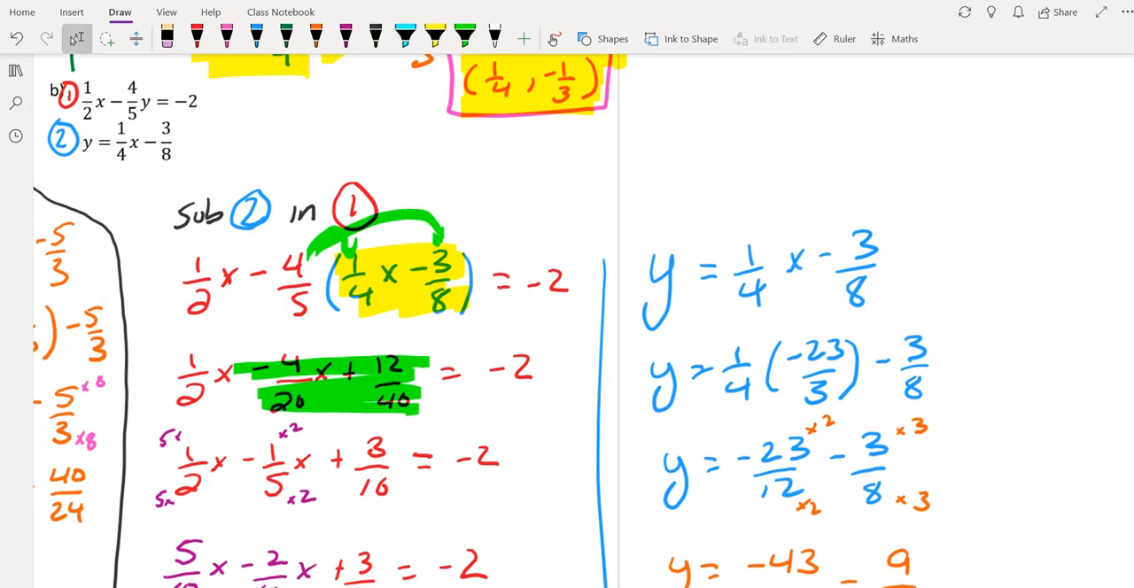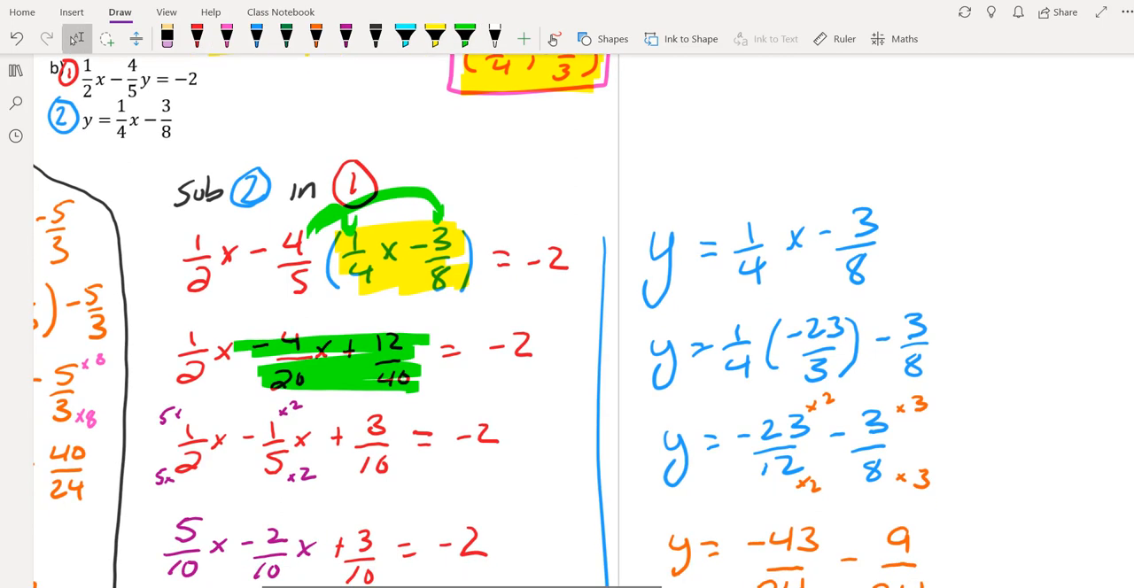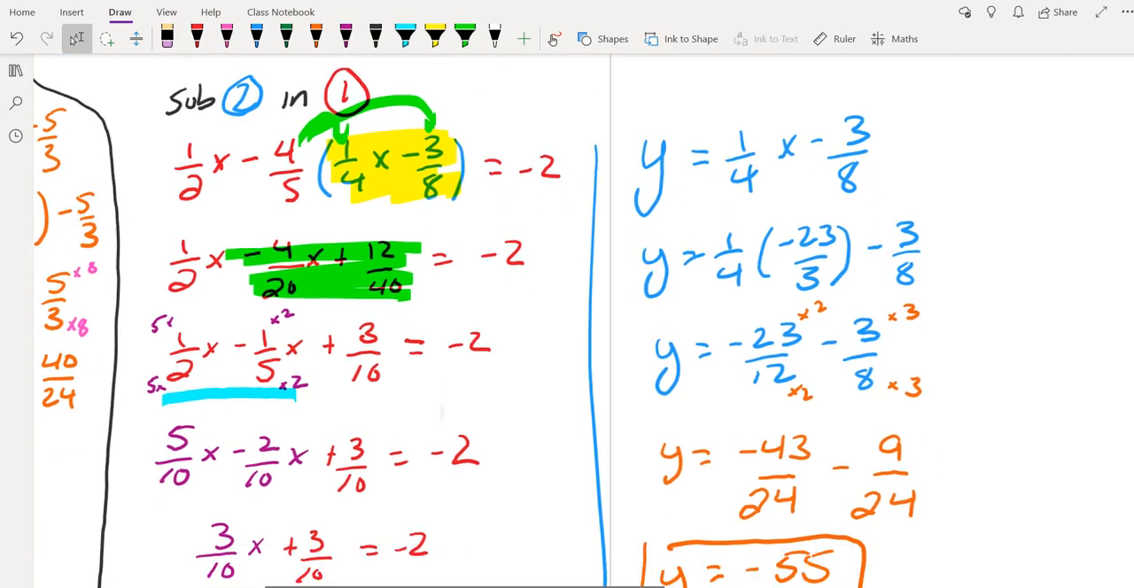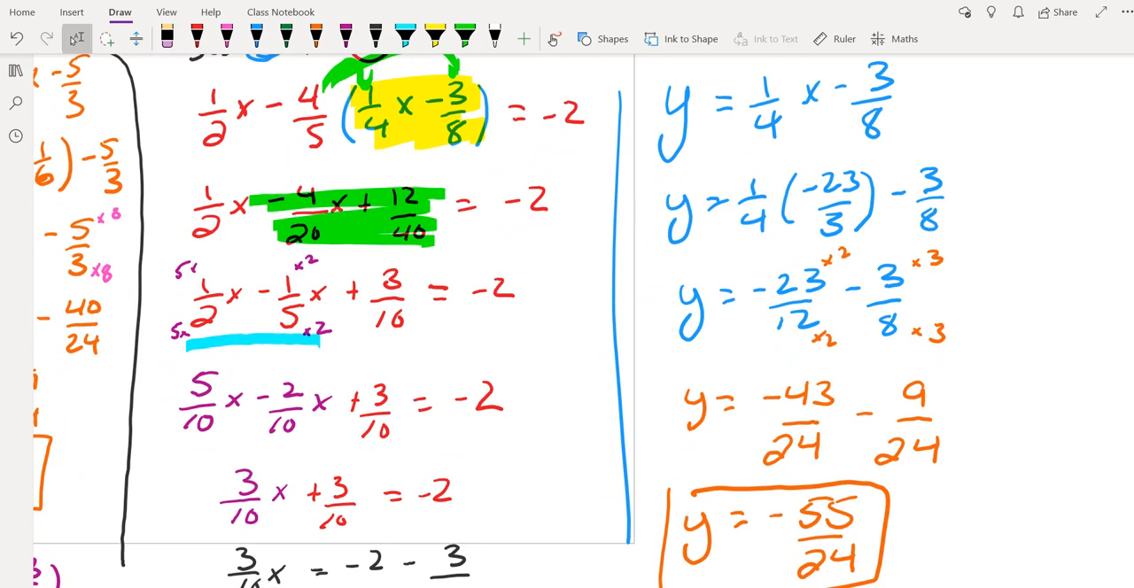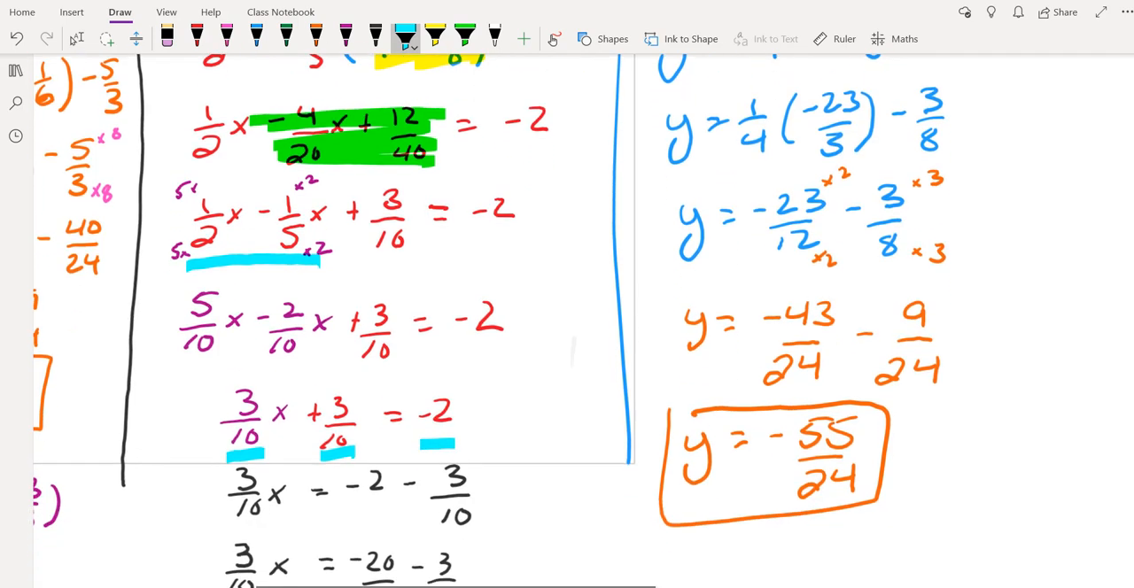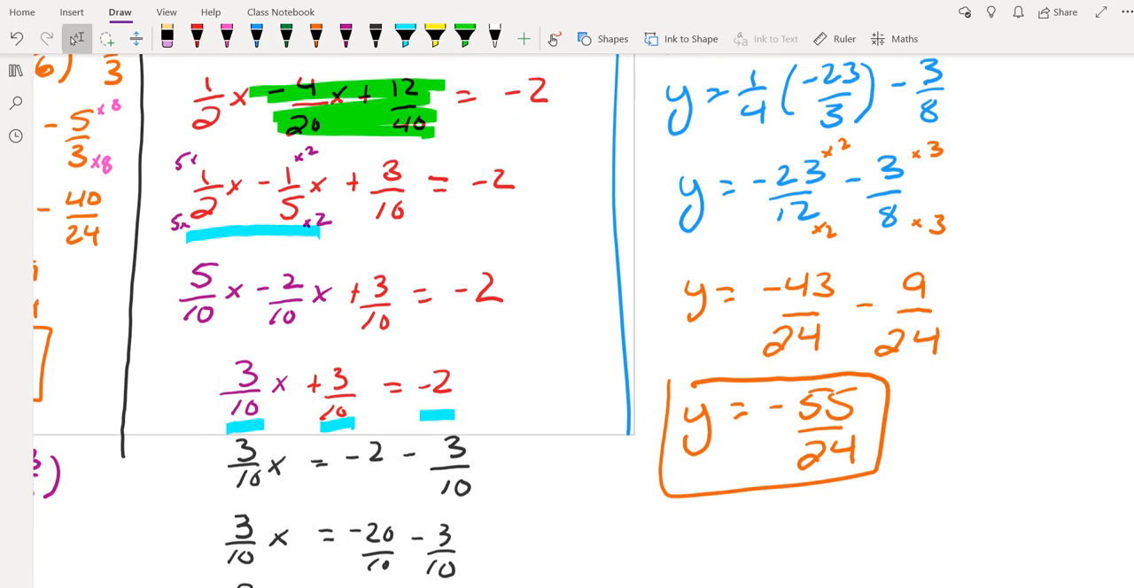Right? We clean up and we simplify the brackets here. Then we need to collect our like terms. But once again, they're fractions, so we need to have a common denominator. So the common denominator would be 10. Give them a common denominator, and we add the two numbers together, and we end up with 3 over 10 x plus 3 over 10 is equal to negative 2. We bring the 3 over 10 to the other side by subtracting it.